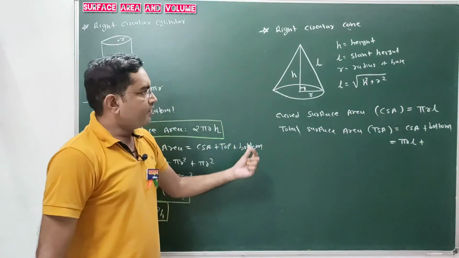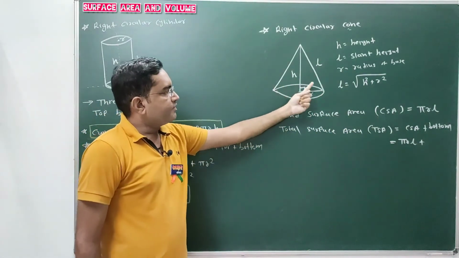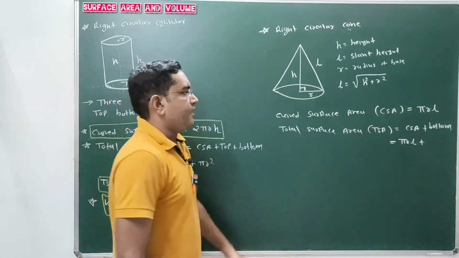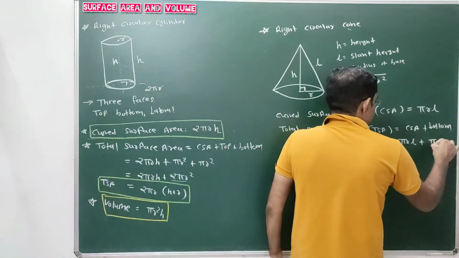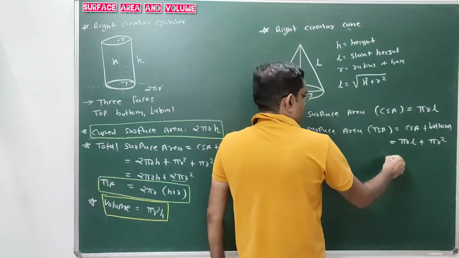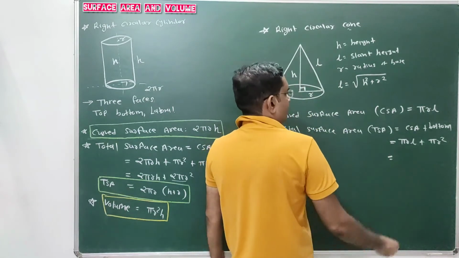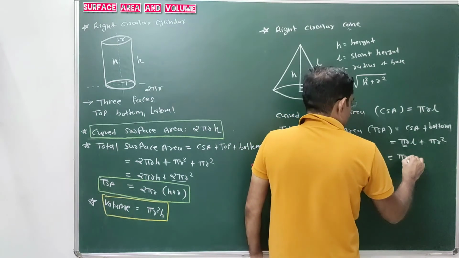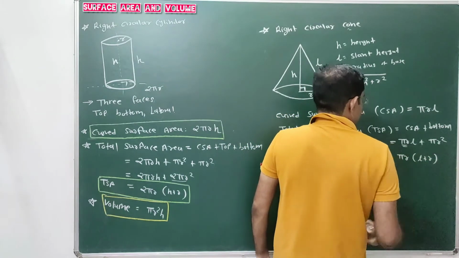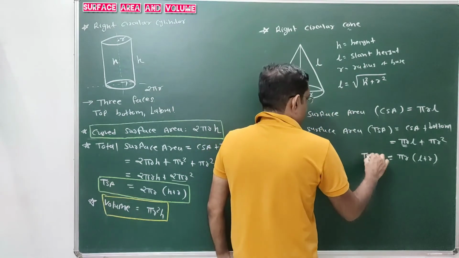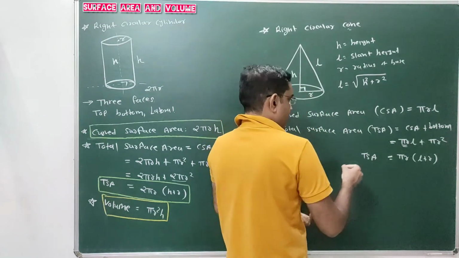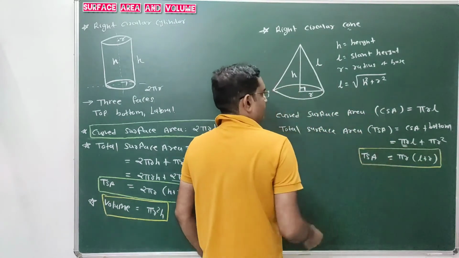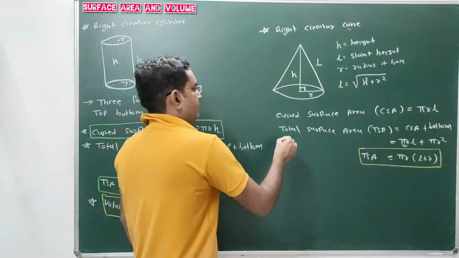plus bottom. What is the shape of this bottom? Bottom is the circle with radius r and whose area is pi r square. So here total surface area of right circular cone is, we can take pi r common, pi r into bracket L plus r.